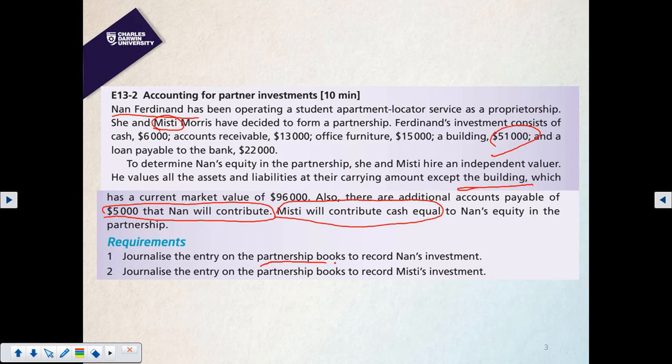Journalize the entry to the partnership books to record Nan's investment. Can you give me the journal entry? If you can give a journal entry, you'll get 1 bonus point. The capital? You need to write.